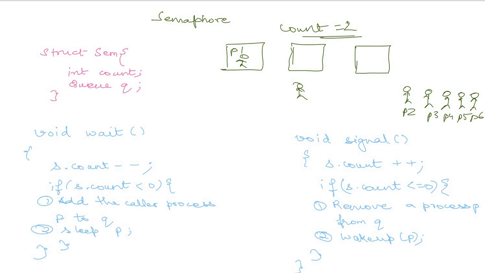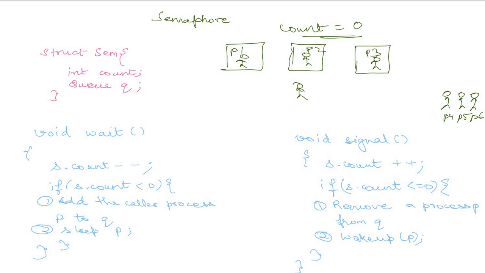Now the second person comes and again it reduces the count and the count becomes 1. It's still not negative, so it sends this person also to the restroom. So now P2 is in the restroom. Then the third person comes, and again it reduces the count, so the count becomes 0. The count is still not negative, so it will send this person also to the restroom.